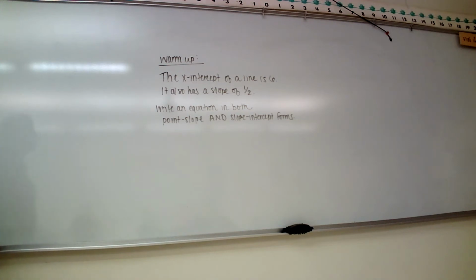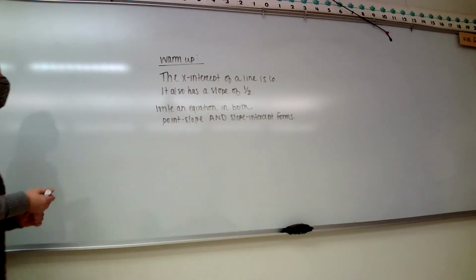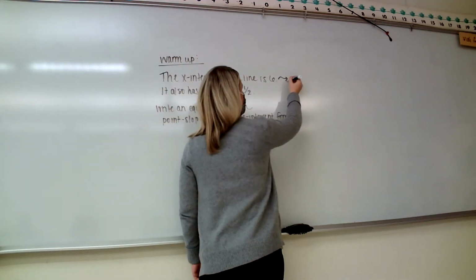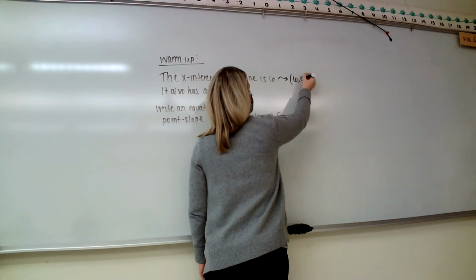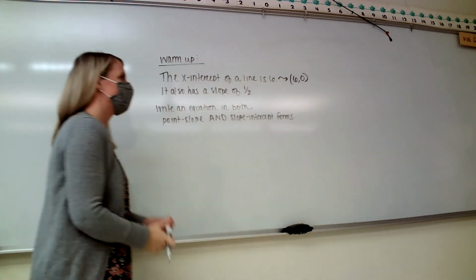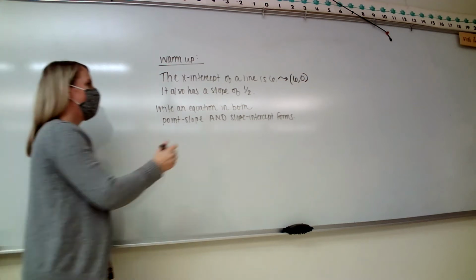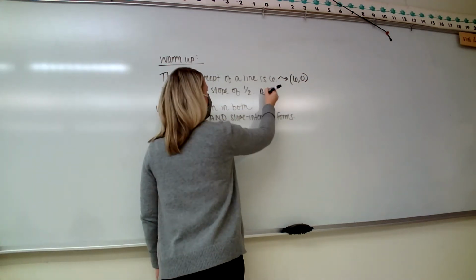So the warm-up says we have an x-intercept of a line as 6. Remind yourself, anytime you see an intercept, write it as a point. That's the point (6, 0). Because if it's an x-intercept, that means we know the x and the y would be 0. It has a slope of 1/2. That means my m is 1/2.